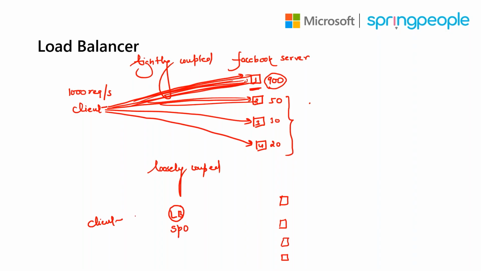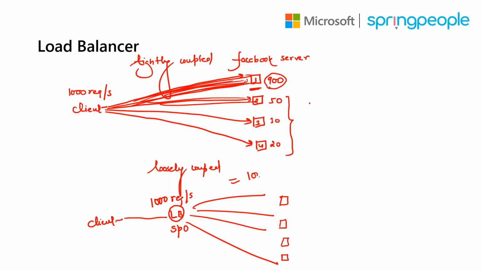So when the client types facebook.com or whatever, the request will be handled by the SPOC load balancer, and it is going to send requests evenly among all the servers. Now, if 1,000 requests are coming per second, it will do 1,000 divided by 4, which is 250, and it will make sure that 250, 250, 250, 250 requests go to the servers.